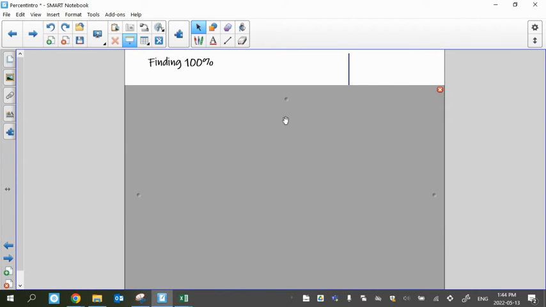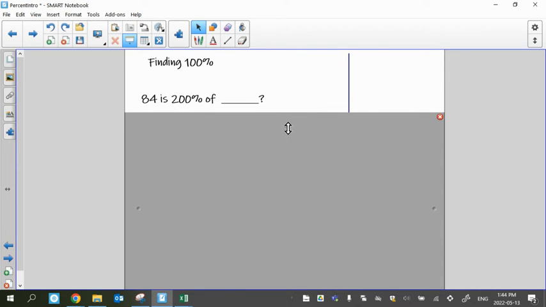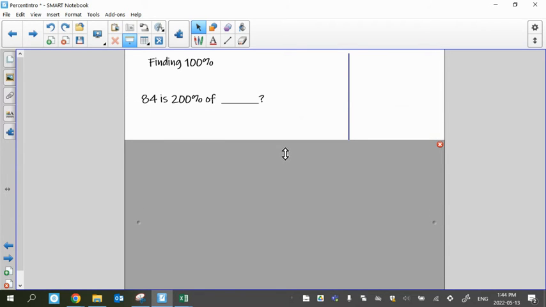The last type of examples that we are going to look at quickly, of finding percent, involve numbers that are bigger than 100. So take a look at this one. 84 is 200% of a number. Well, even though the numbers are different, the logic and the process are the same. We are looking for a number x that multiplied by 2 gives 84.